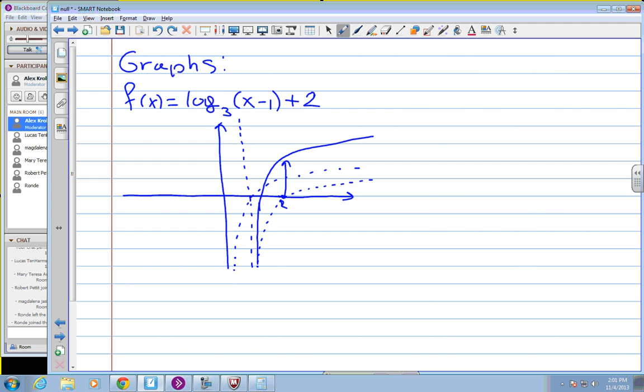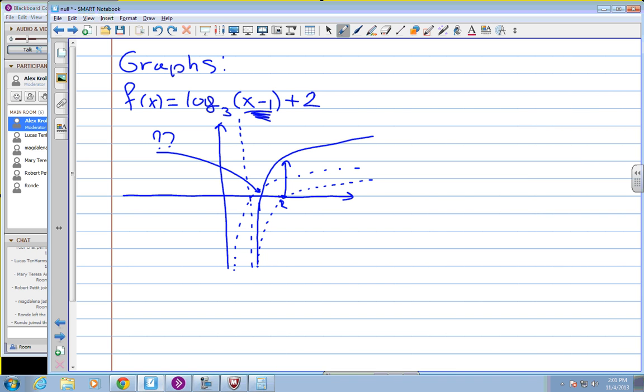The vertical line will stay at 1. The shifts over here will affect the vertical asymptote. We shifted to the right, so the vertical asymptote went with it. But if you move up and down, that doesn't affect the asymptote anymore. But now we can actually find that x-intercept.